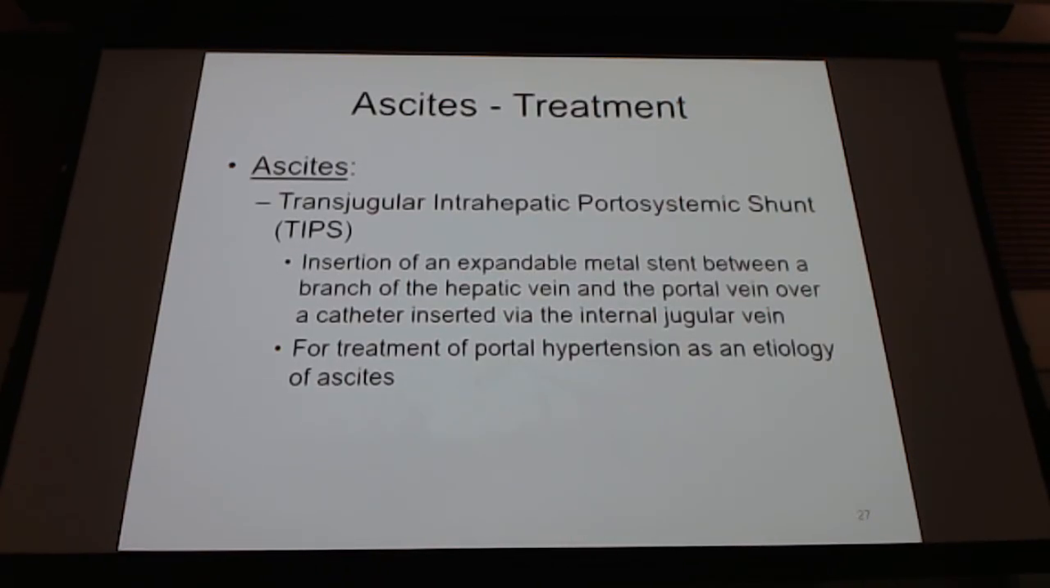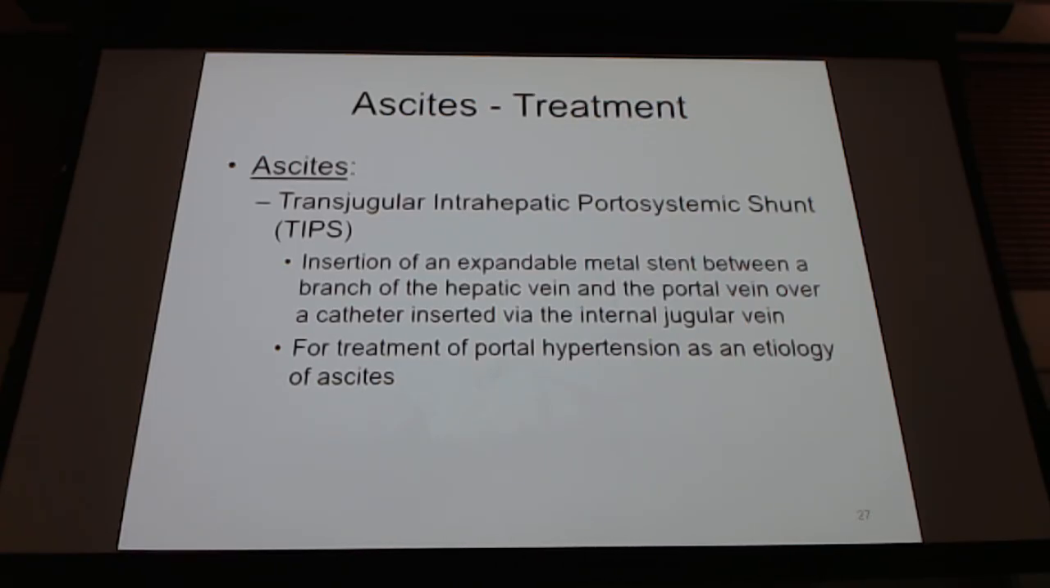Who's familiar with the TIPS procedure? The transjugular intrahepatic portosystemic shunt. Try and say that 10 times fast. I can't do it. So they put this metal stent in between the branch of the hepatic vein and the portal vein over a catheter via the internal jugular. So obviously very invasive procedure. But this is when they confirm that portal hypertension is what's going on.